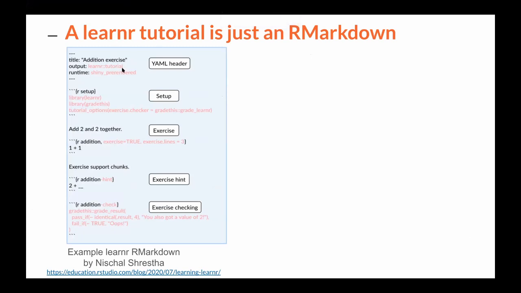The way that we've done this tutorial, the reason that there were two types of tutorials is because we have two R Markdown files. Basically, at the end of the day, these tutorials are just an R Markdown that has some special things. For example, in the YAML, you see that the output is going to be a learnr tutorial.